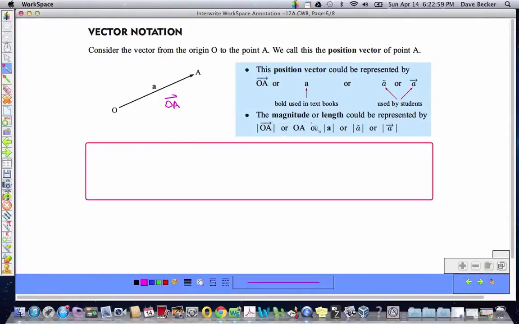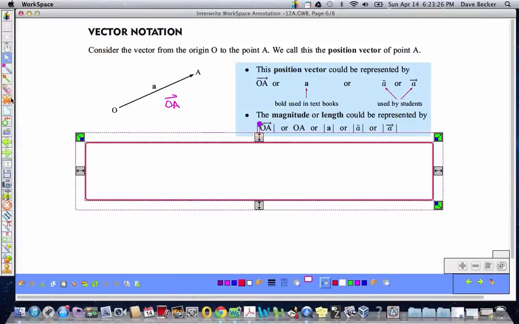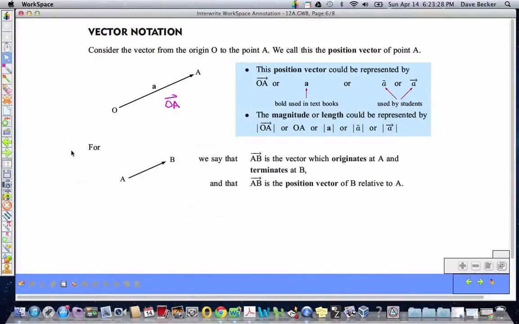The magnitude or length could be represented by these two vertical lines. And hopefully you're saying, hey, that's absolute value. Okay, fine, but if we're talking about vectors, it represents magnitude. So this reads the magnitude of vector OA. The magnitude of A. Just putting those lines around it represents the magnitude.